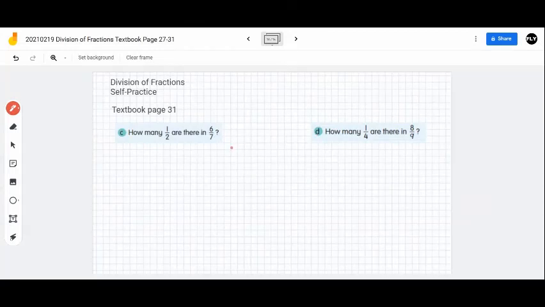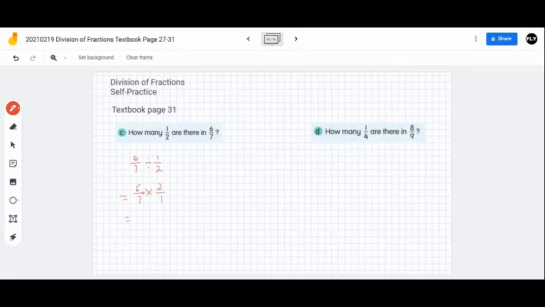C. How many 1 over 2 are there in 6 over 7? Same thing. Every time you see this kind of question, 6 over 7 will be divided by 1 over 2. The placement is always like this. For division, this is a fixed position. Do not switch their places. 6 over 7 times 2 over 1. Can it be simplified? No, it cannot be simplified.